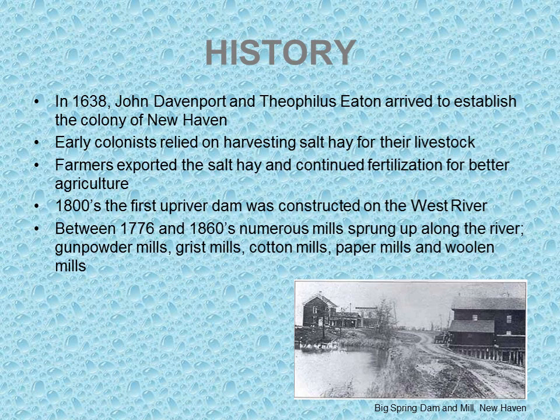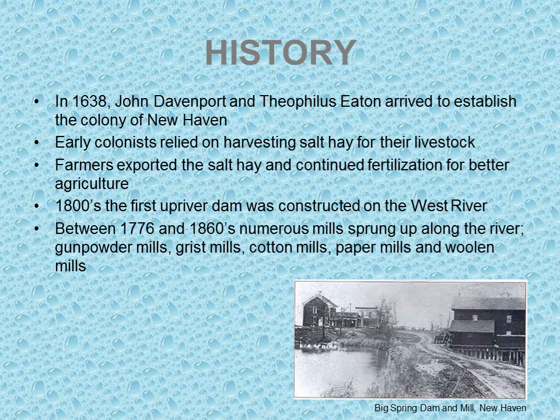Now, if we look at specific New Haven area salt marshes, okay. So around 1638, John Davenport and Theophilus Eaton arrived and established the colony of New Haven. The early colonists relied on harvesting that salt hay for their livestock. So that Spartina patens was harvested widely along rivers and along the coast just to feed their livestock with. So they exploited this, and they continuously fertilized the habitats by building farms.